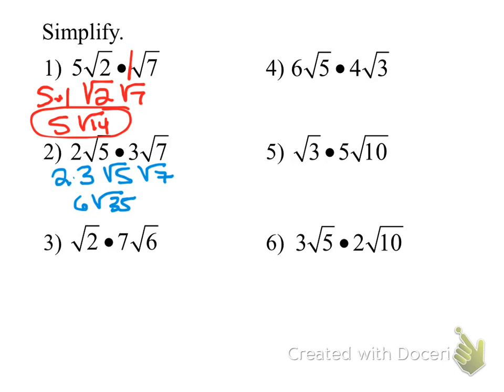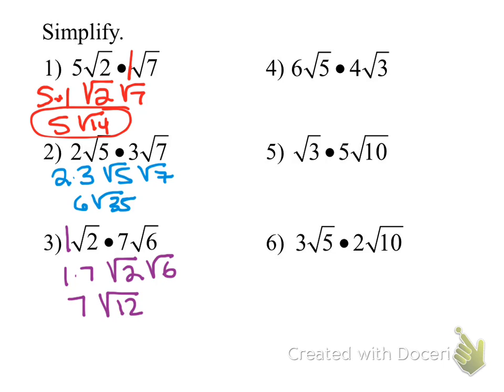Okay, next one, number 3. Somebody I haven't heard from, Flora. You multiply 1 times 7, and you multiply radical 2 and radical 6. Good. And now 1 times 7 is 7, and that's a radical 12. Can radical 12 be broken down more? Yes. Is there a perfect square in it? Yes. Flora, what perfect square is in it? Think of the factors of 12. What times what equals 12?